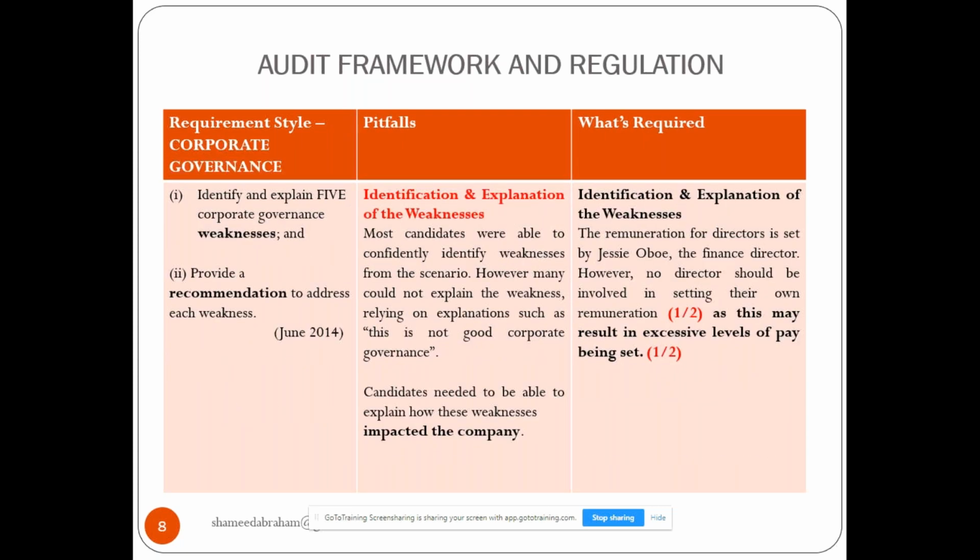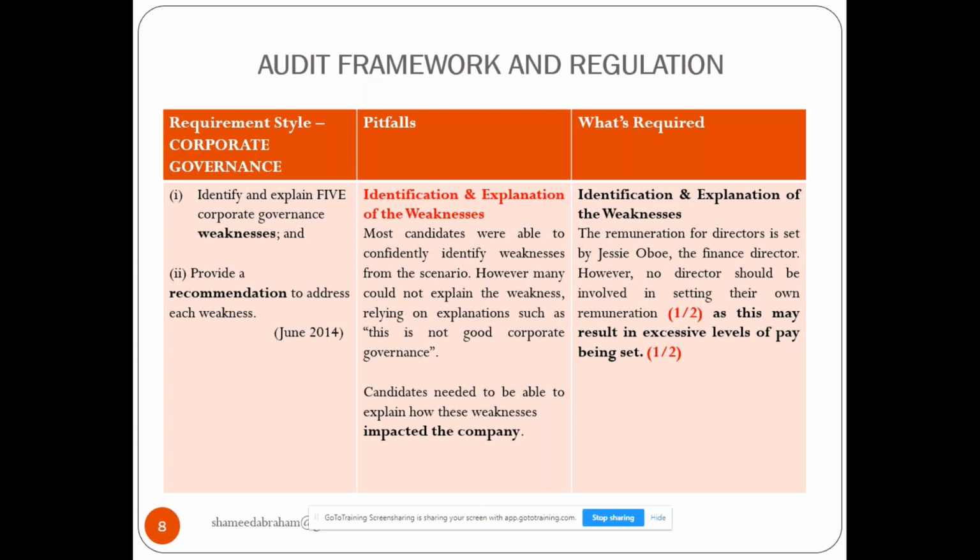The other sort of questions that appear in the F8 exam relate to corporate governance. It's another area where we are being asked to identify and explain weaknesses and also provide a recommendation. The examiner is saying that a lot of students are able to identify but not explain. You get an immediate half mark for identifying something, but the other half mark ought to be a proper explanation. You can't just say you have identified it as a weakness and then say that this is not good corporate governance. That is not an explanation of a weakness.